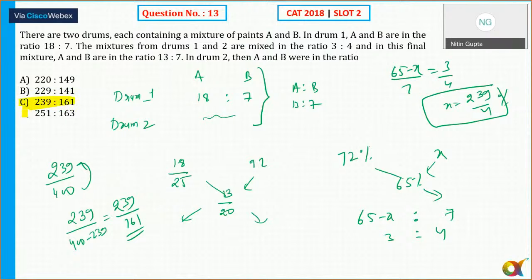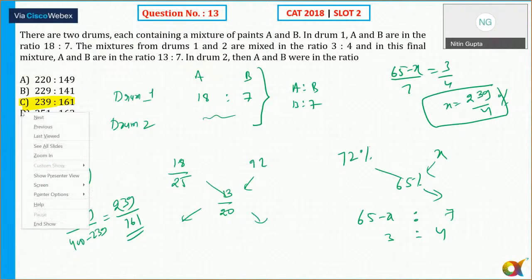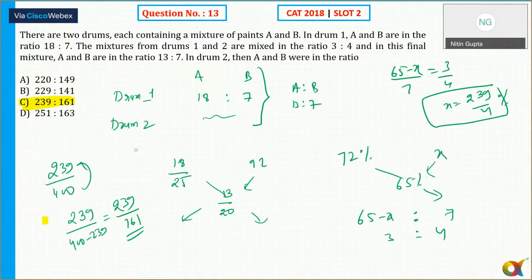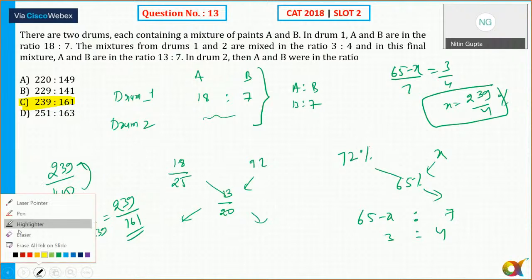So I hope that now it is clear to all of you. Any doubts to anyone in question number 13? No. So can we move to the next slide? If there are no doubts to anyone, please respond. All right, guys. So चले आगे. Please respond, everyone.